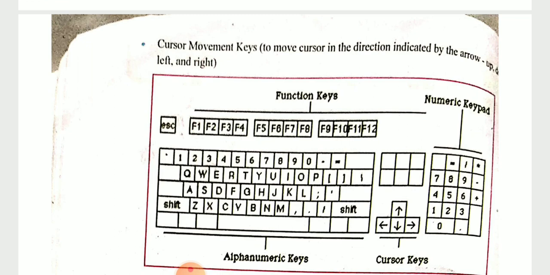If I want to move my cursor to the left side, here I use the cursor left key. If I move my cursor up, then I am using the cursor up key. If I am moving my cursor down, here I am using the cursor down key. If I am moving my cursor to the right side, here I am using cursor right.